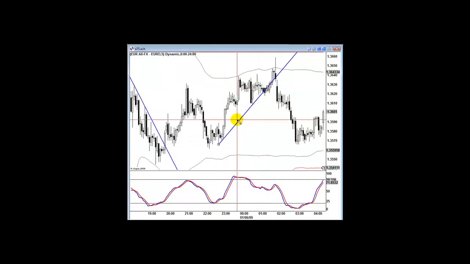Yeah, I guess you could say so. It's not perfect, but it's there. The big clue to this one is this huge dark cloud cover pattern. Look at that. That is beautiful.